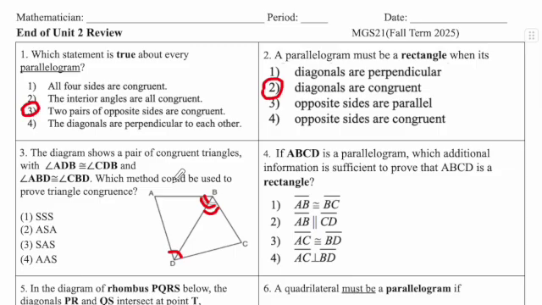Okay, this says which method could be used to prove triangle congruence, right? I'm given angles here. So I know it's not going to be side, side, side. I know I'm going to have at least 2 angles in my answer. It's not going to be side, angle, side, right? Because that has 2 sides. So it's either angle, side, angle, or angle, angle, side.